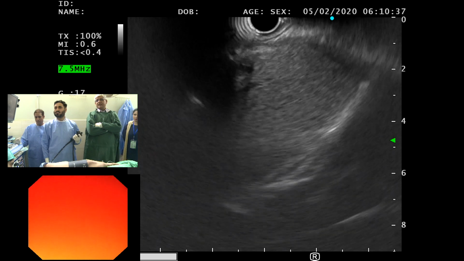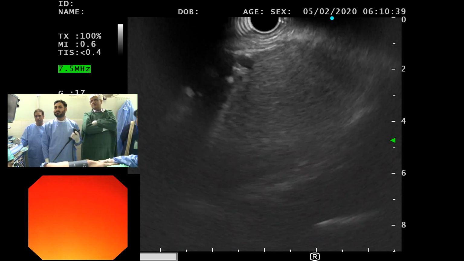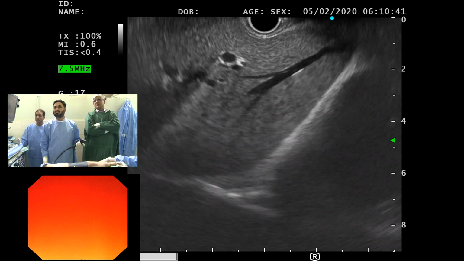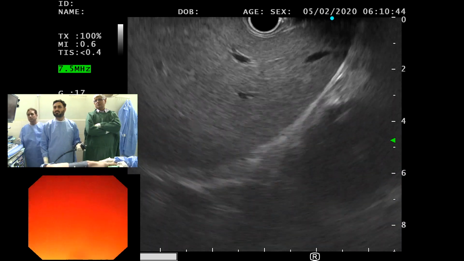So we've got liver, right? So you've got tip up, right? Where you were before, that was nice, right? Just advance your scope a little bit.